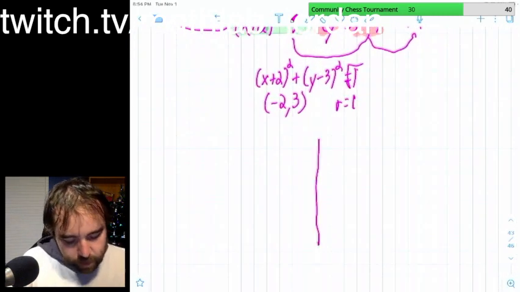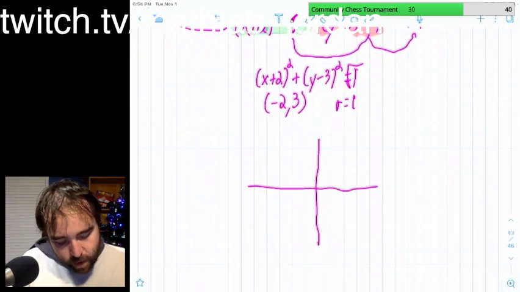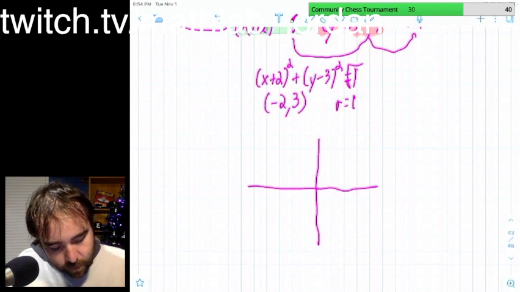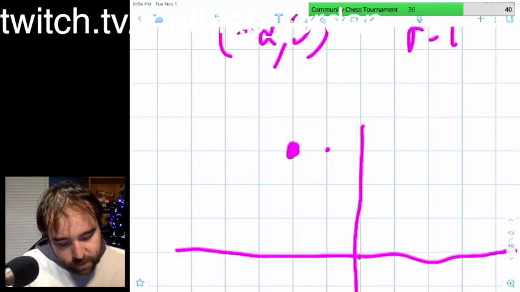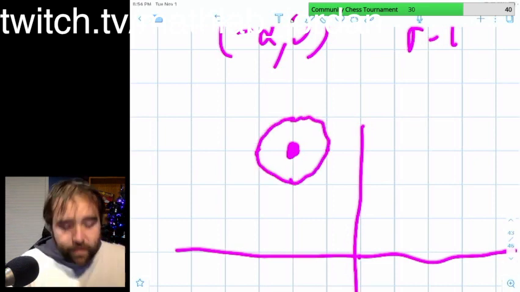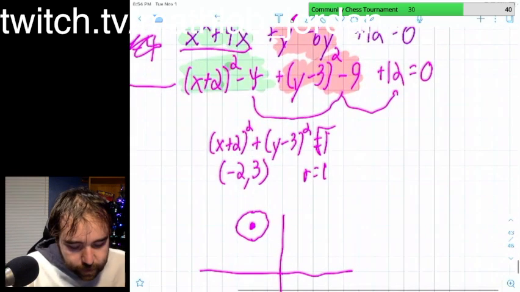So let's graph it then. So let's put on our axes. We've got our center at negative 2, positive 3. And then we just have a radius of 1. So I'm just going to go 1 in every direction. And there's our circle. That's what our circle is going to look like.